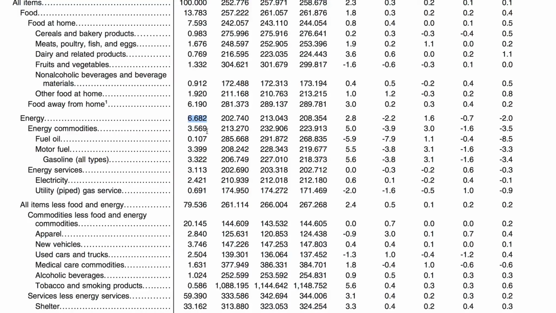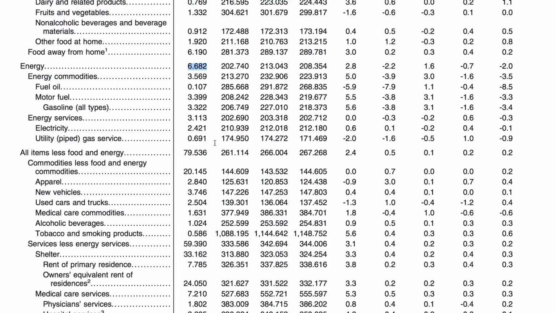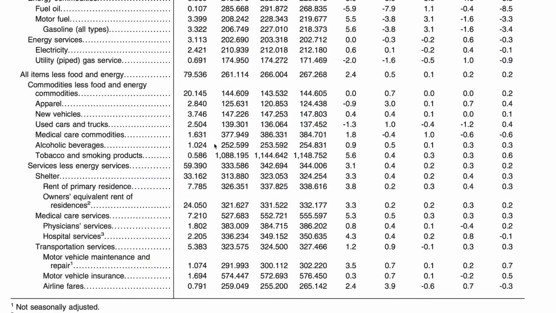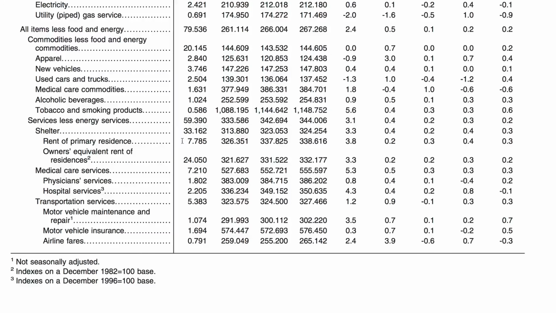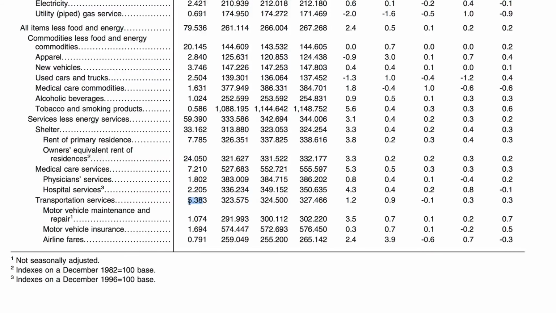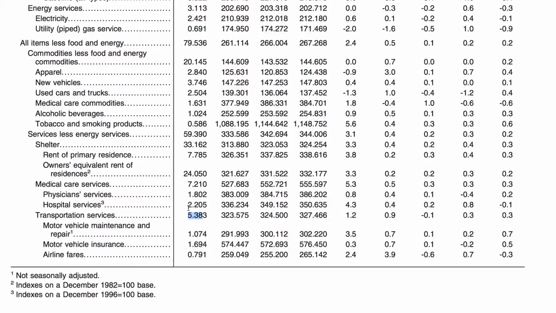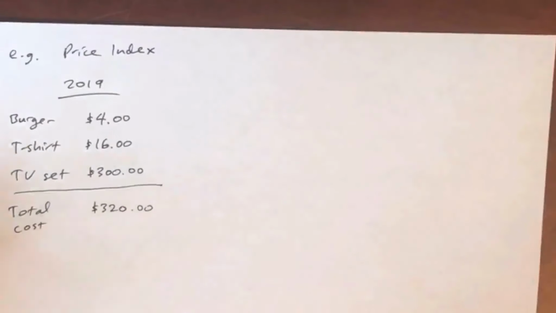Let's say that we find that in 2019 the burger cost us $4, the T-shirt cost $16, and a TV set cost $300. We would look at the total cost of this, called the total cost of a market basket. We're just going to add this all up, and we're going to get $320.